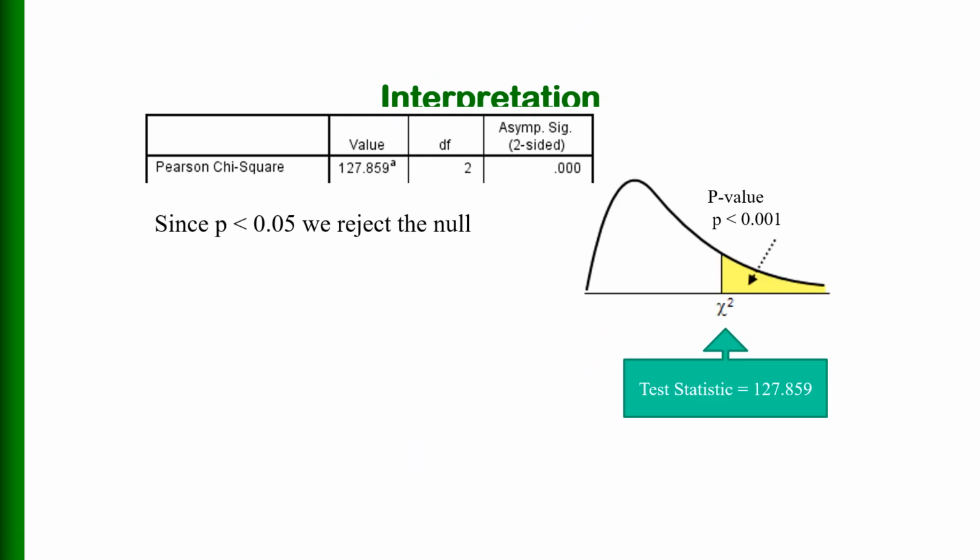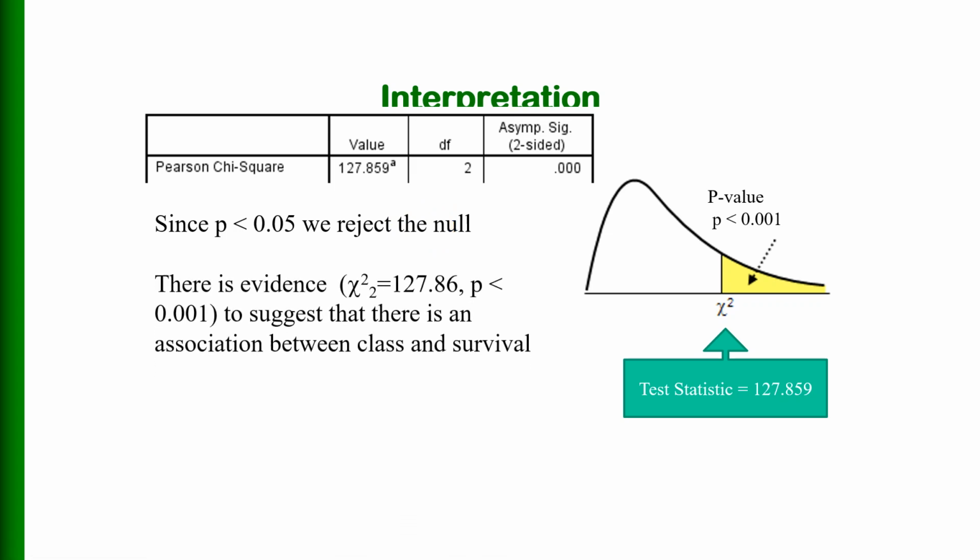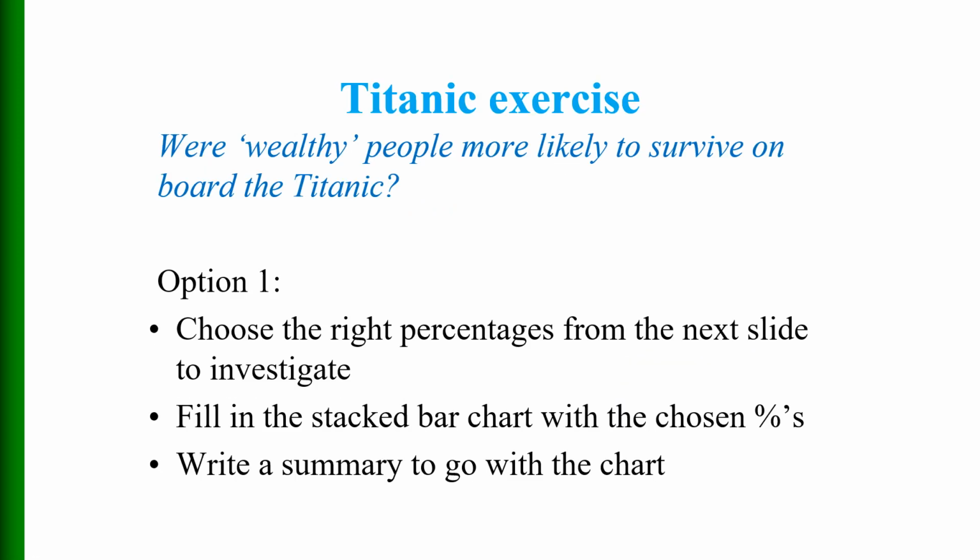If p is less than 0.05, we reject the null. So since this p-value is less than 0.05, we reject the null hypothesis and we conclude that there is association between class and survival. But what is the nature of this association or relationship?